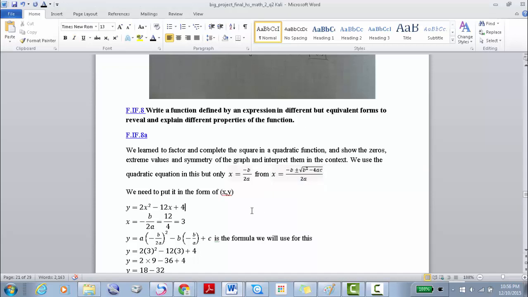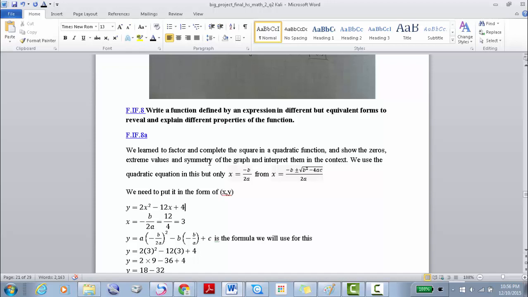The next standard is F-IF-8a. In this standard, we learn to factor and complete the square in a quadratic function and show the zeros and extreme values and symmetry of the graph and interpret them in context.